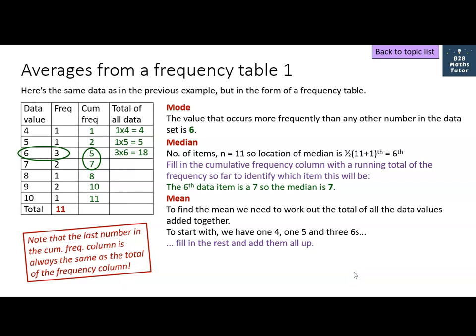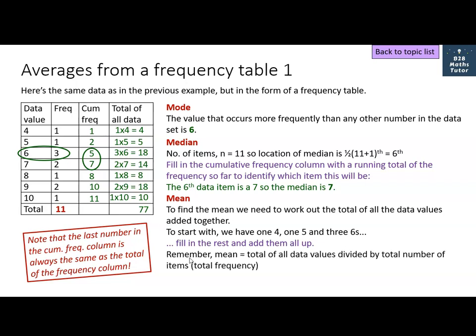So the rest of your table should go like this. And if we add up the 4 and the 5 and the 18 and the 14 and so on, we end up with a total of 77. Of course, it's the same example we had before. Remember, the mean is the total of all the data values divided by how many data values you've got. So that's 77 divided by 11, same as before because it's the same data as before, which of course gives us 7.